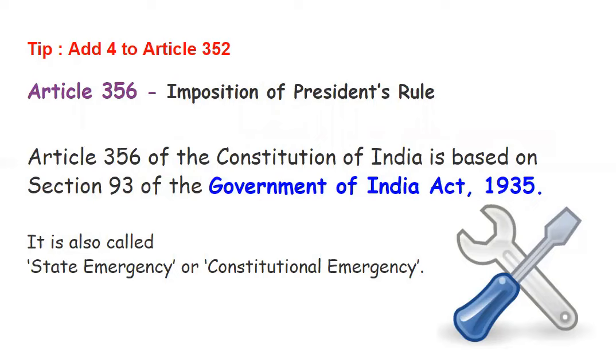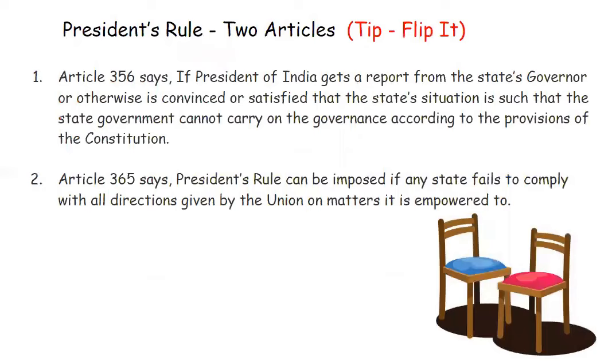Please remember these three important points. What is president's rule? President's rule is when the state government is suspended. Central government directly administers the state through the office of the governor, right? So for president's rule, there are two important articles to remember. Article 365 of the Constitution imposes the president's rule on a state which fails to comply with the direction given to it by the union government.